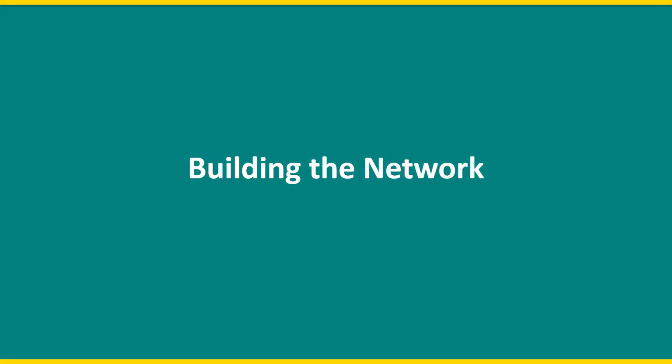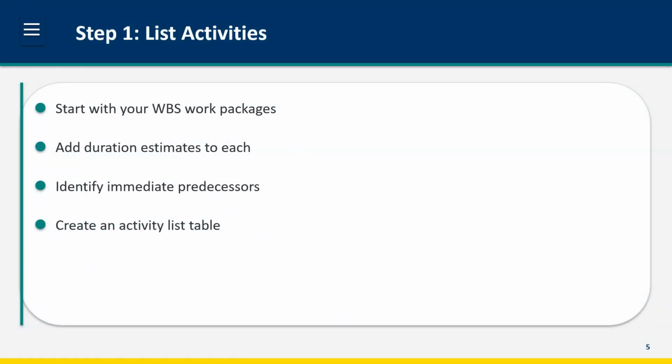Let's walk through how to build a network diagram and identify the critical path. We'll do this step by step, keeping the math simple and the concepts clear. Step 1 is to list all activities. Start with your WBS work packages. Each work package becomes an activity in the network. Add your duration estimates to each activity. Then identify immediate predecessors. For each activity, which other activities must complete before it can start? Create a table showing activity name, duration, and predecessors. This table is the foundation for everything that follows.